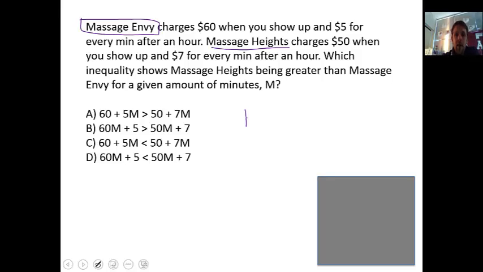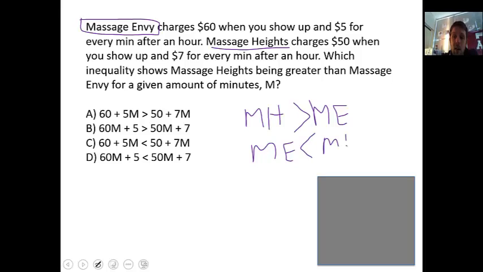So whatever is happening, I need Massage Heights to be greater, okay, this symbol, than, let's see, Massage Envy. I do also want you to know that ME can be written like this as well. Remember, Massage Heights, the alligator is always chomping at the larger one, so it's chomping at Massage Heights. All right, so now that I understand that, let's see if we can write it.